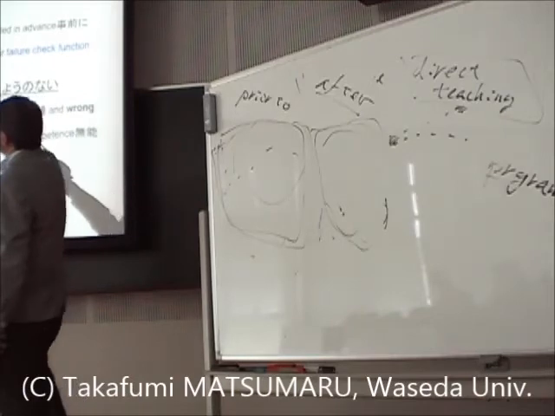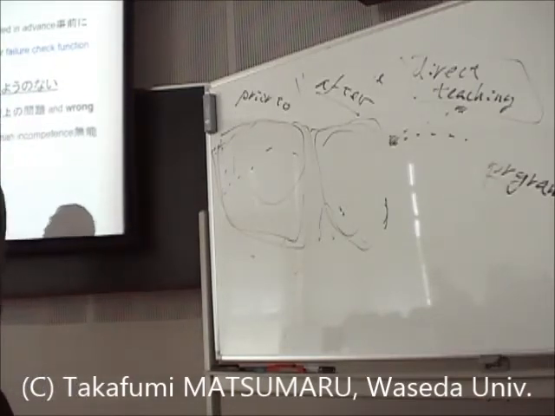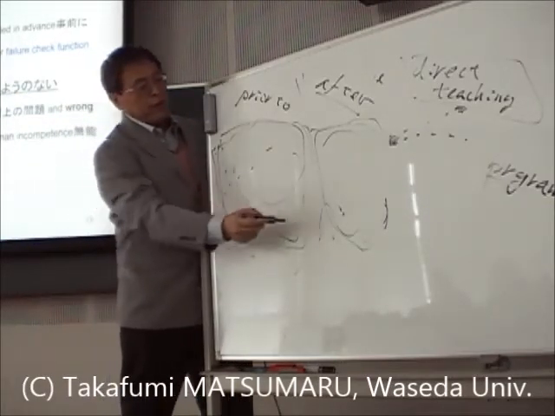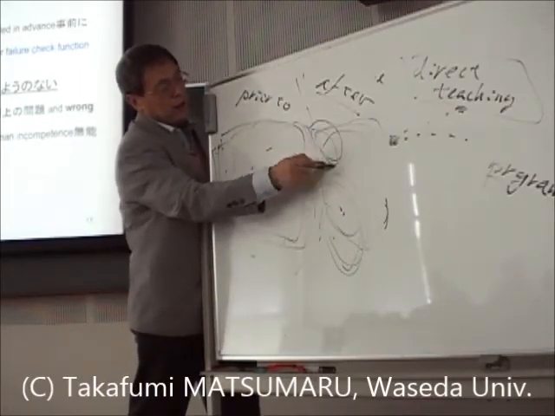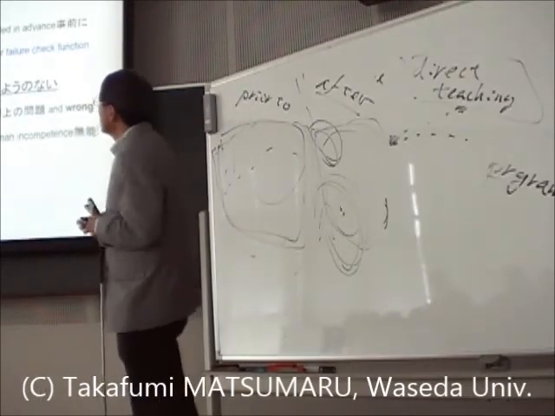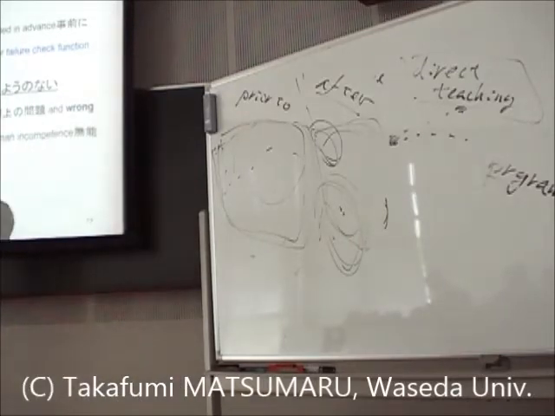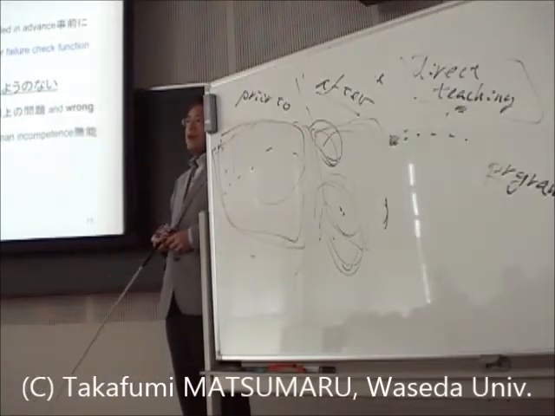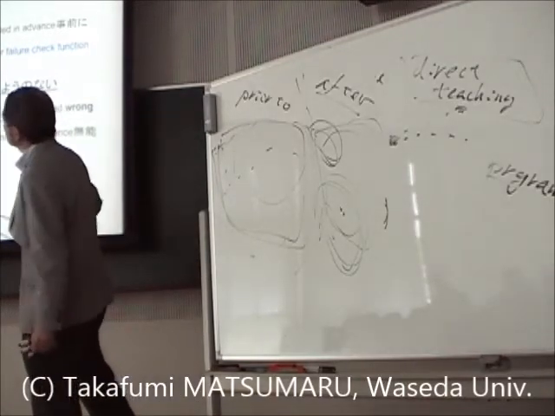Then failure detection, failure check, and multiplexing. Multiplexing keeps safety even though one failure, one error, or one accident happens. And one word, foolproof, is important. Any human worker can deal with this task.